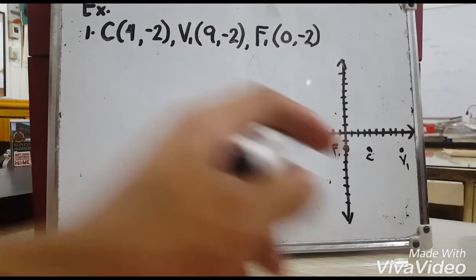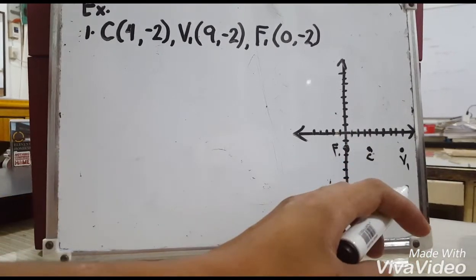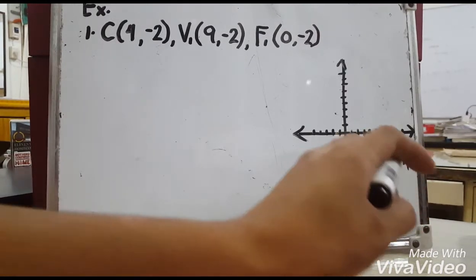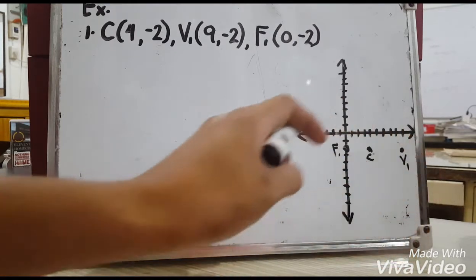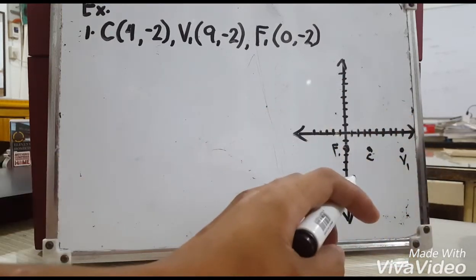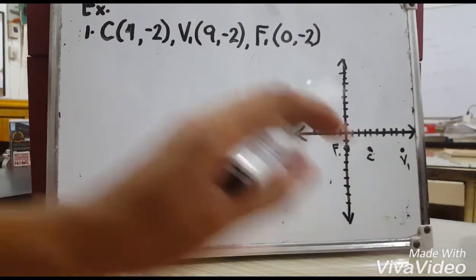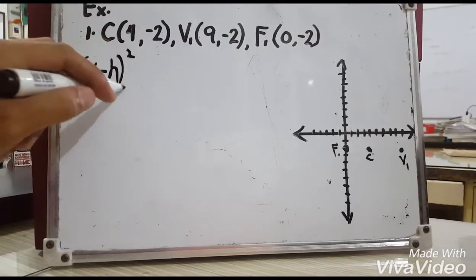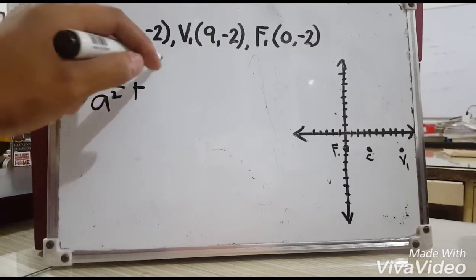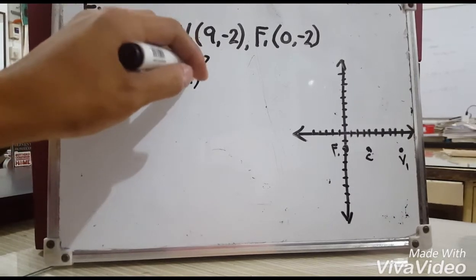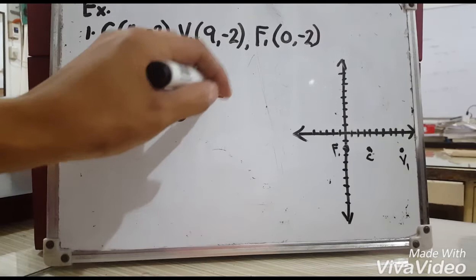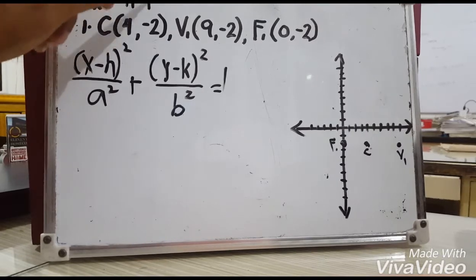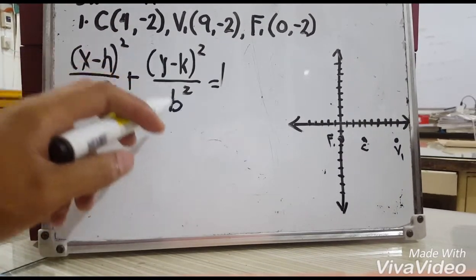So clearly, since the vertex and the focus are located on the left and the right side of the center, therefore the graph of the ellipse is horizontal. And take note, if our ellipse is horizontal, the standard equation is given by (x minus h) squared over a squared plus (y minus k) squared over b squared equal to 1. So we have here the values of h and k already. Now we have to identify the values of a and b.